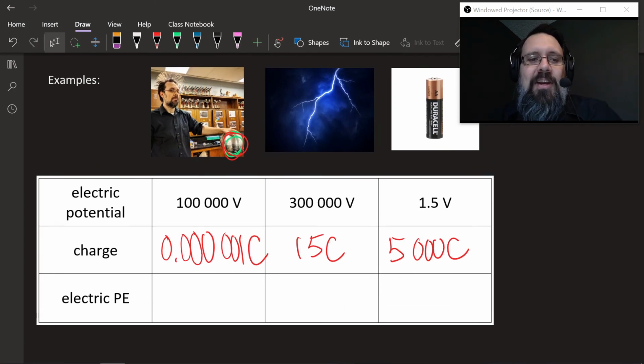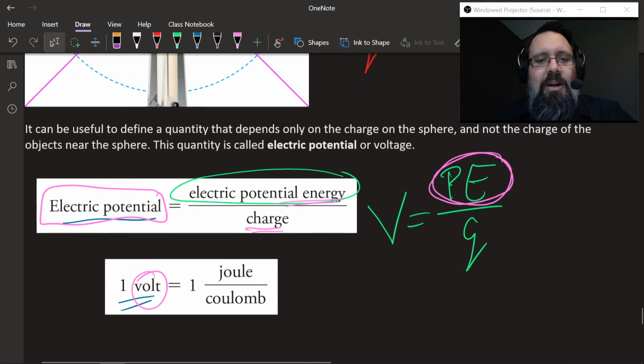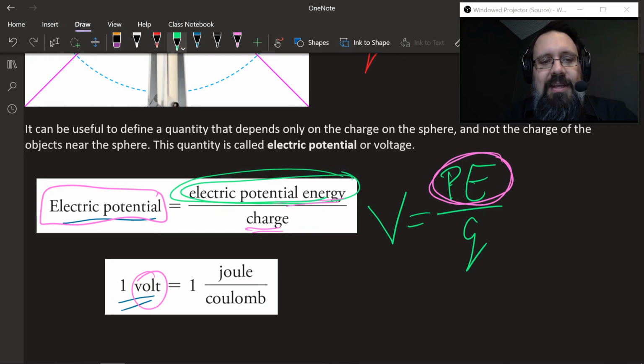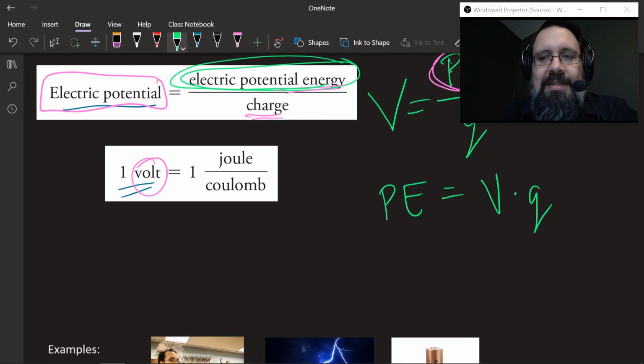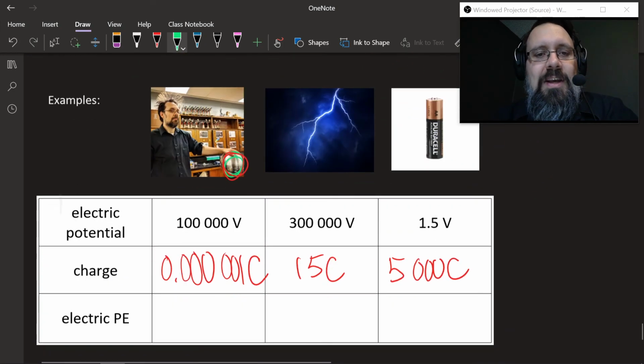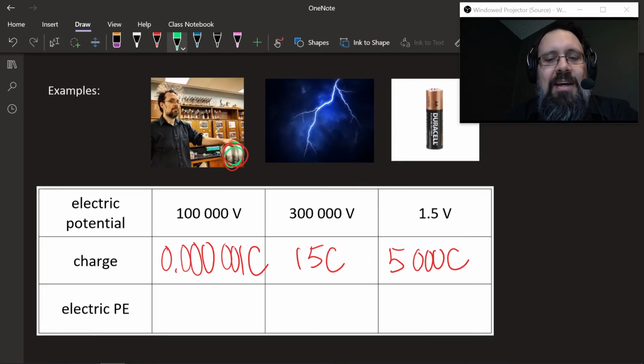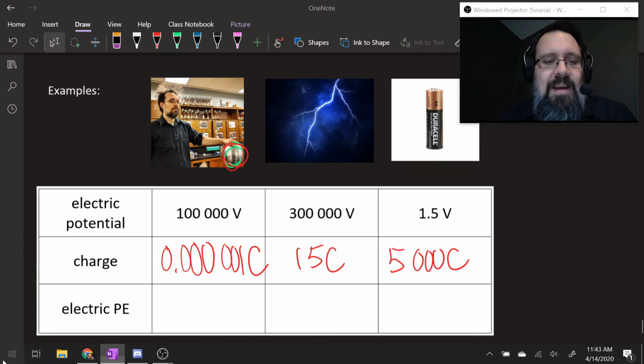And so if you go to calculate the electric potential energy, the potential energy is the electric potential, the voltage, times the charge. If you multiply these two things together, that tells you how much energy there is. So the reason I'm not scared of touching the Van de Graaff generator, even though it's 100,000 volts, is because if you multiply these two numbers together, you end up getting a very small amount of energy.